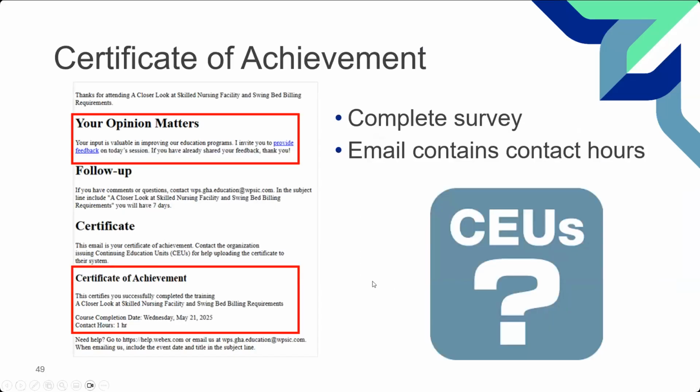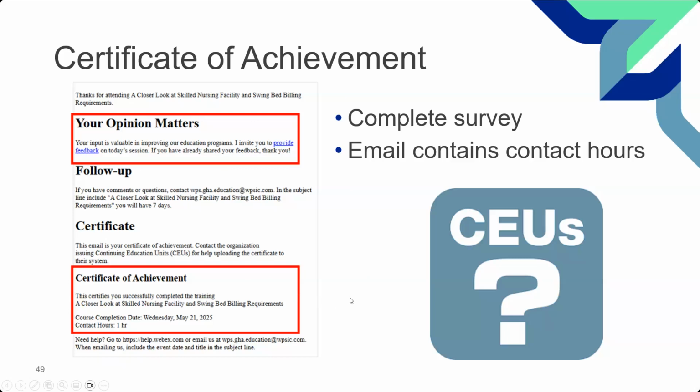I want to talk about the Certificate of Achievement. Some of you may be seeking continuing education units. The way we do this is we give you a Certificate of Achievement, and it is not an attachment. It is simply a follow-up thank you email. It comes from WebEx, the platform we use for our webinars. The language is embedded in that email. There's no attachment. It's going to certify that you successfully completed this training. It's going to give you the name of this event, the contact hours, and the date. That will look just like what you see here in this red box.